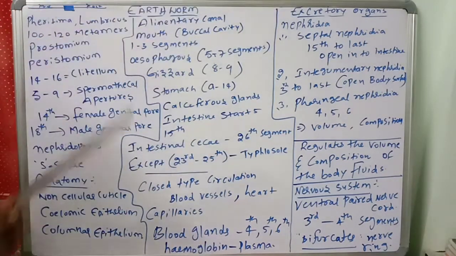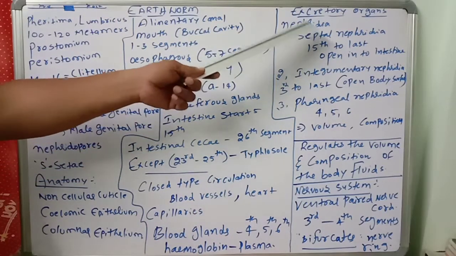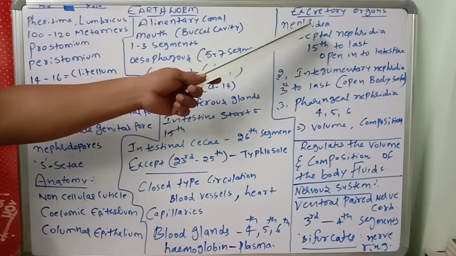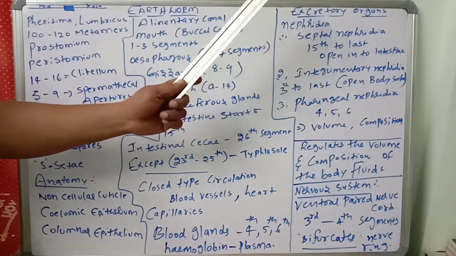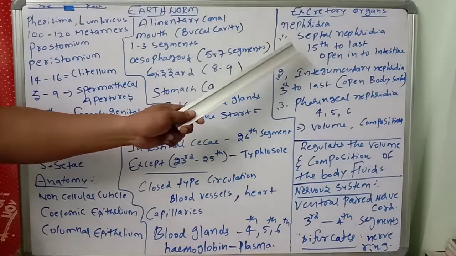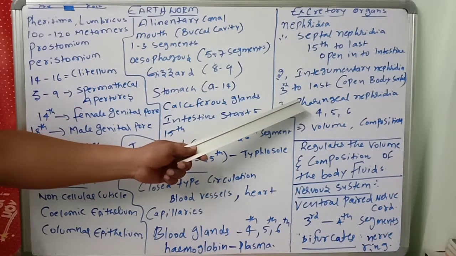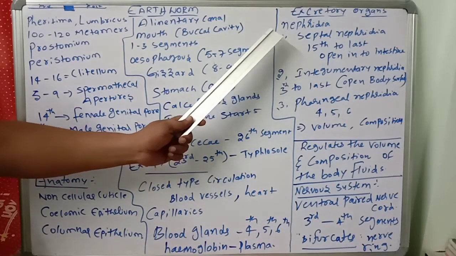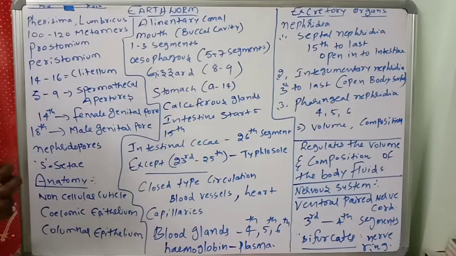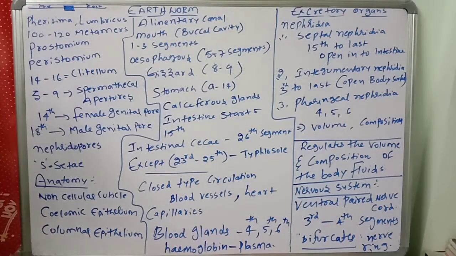Come to excretory organs. The excretory organs are segmentally arranged tubules called nephridia. Nephridium is the singular. There are three types of nephridia: septal nephridia, integumentary nephridia, and pharyngeal nephridia. Septal nephridia are present on both sides of the intersegmental septa, from the 15th segment to the last, and they open into the intestine.